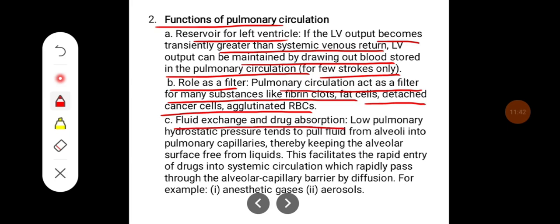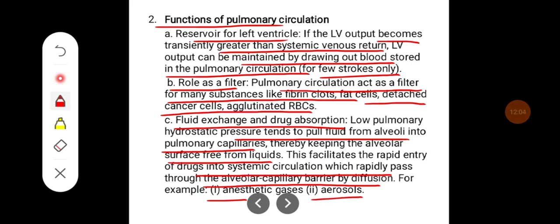Low pulmonary hydrostatic pressure tends to pull fluid from the alveoli into the pulmonary capillaries, thereby keeping the alveolar surface free from liquids. This facilitates the rapid entry of drugs into the systemic circulation, which rapidly pass through the alveolar capillary membrane or barrier by diffusion. For example, anesthetic gases and aerosols.